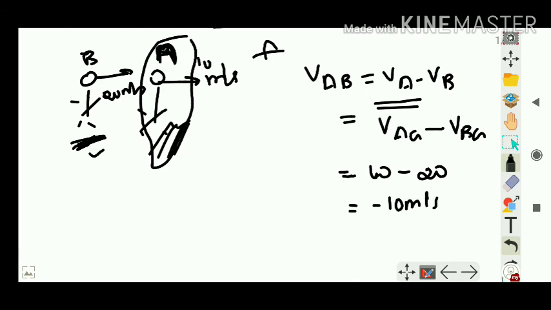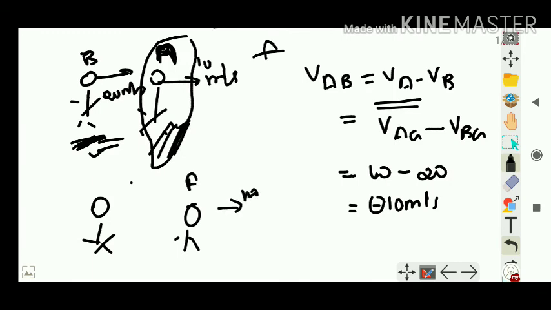Now in layman language, what does this negative signify? That is when B is following A, when you are following a person A, you will feel that A is coming towards you. You have higher speed, you're trying to catch A, and A has lower speed. 10 is less than 20, so you can easily catch him. So when you're moving at a high velocity of 20 meter per second, you will feel that this person who is running in front of you is coming towards you.